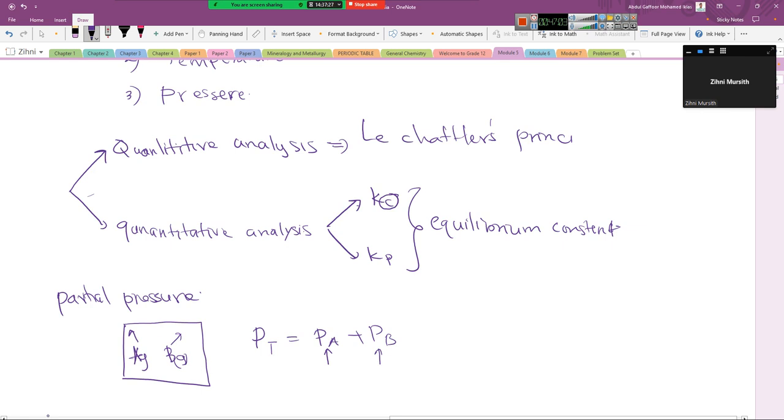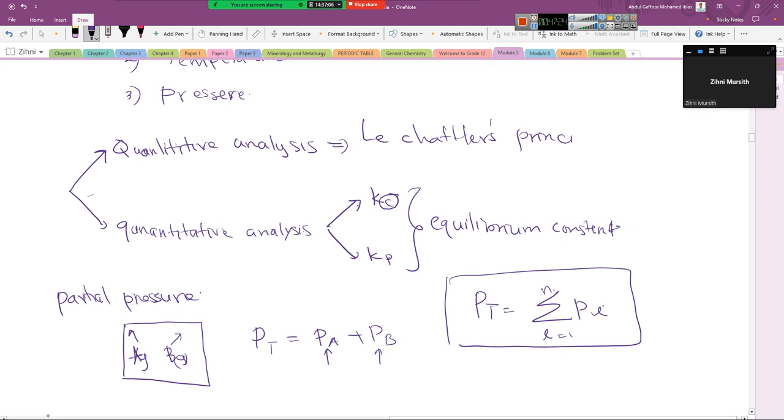Now if I have three gases, the total pressure will be the sum of the partial pressures of all three gases. So if you have n number of gases, PT will be equal to the summation of Pi, where i is 1 to n. So we can mathematically represent total pressure using partial pressures. Here we will be deeply studying partial pressure.